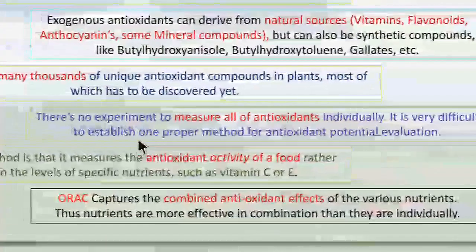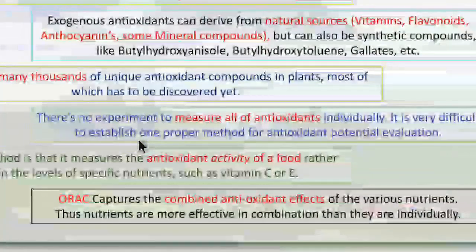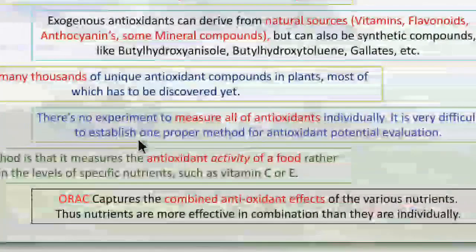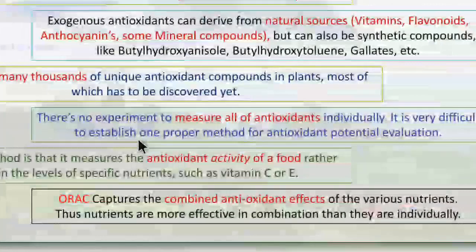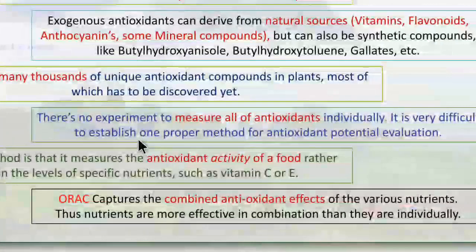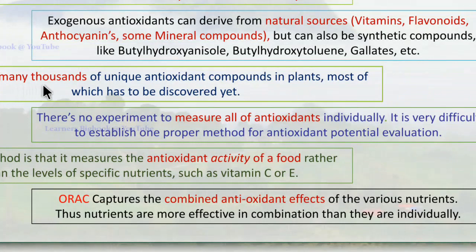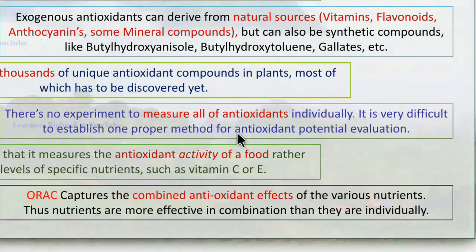Now, there is no experiment to measure all antioxidants individually. Individually, in the sense, we have vitamin C, vitamin E, vitamin D, vitamin K and so on. Those are known antioxidants and we have procedures to measure them. But as we are speaking of many thousands of unique antioxidants, for each and every unique antioxidant we cannot always make a separate method to identify its potential.